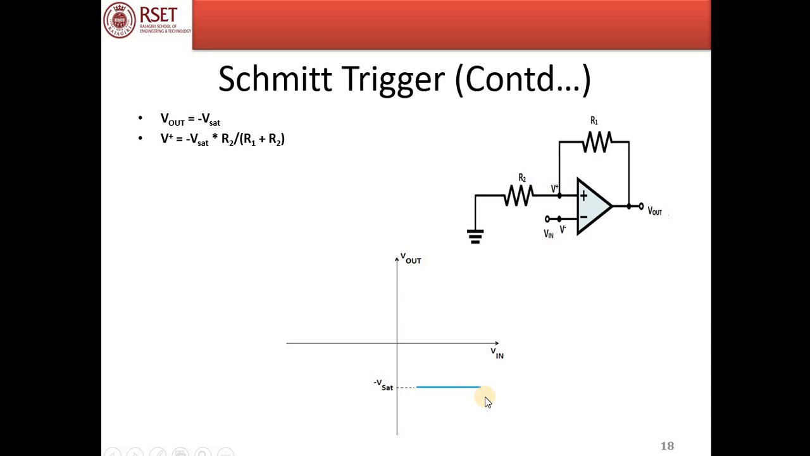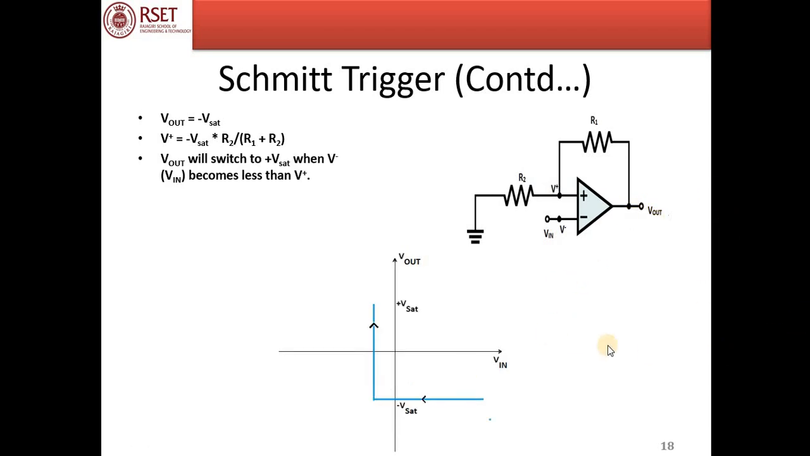Now, when will this V output switch to plus Vsat? When the value of V plus, that is the value of voltage at the non-inverting terminal, becomes more than the value of the voltage at the inverting terminal. Or in other words, we can say that V output switches to plus Vsat when V input, which is the value of voltage at the inverting terminal, falls below V plus. What is V plus now? V plus is minus Vsat into R2 by R1 plus R2. So, when V input falls below this value, minus Vsat into R2 by R1 plus R2, the output will switch to plus Vsat.